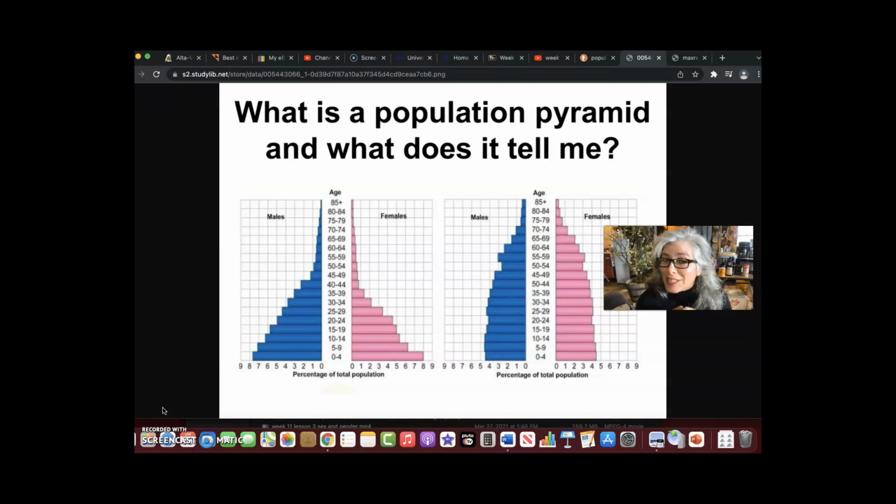So let me get to the point of this particular video, which is about population pyramids. We're going to be using these to try to understand populations throughout the world. And a population pyramid tells us a couple of things.